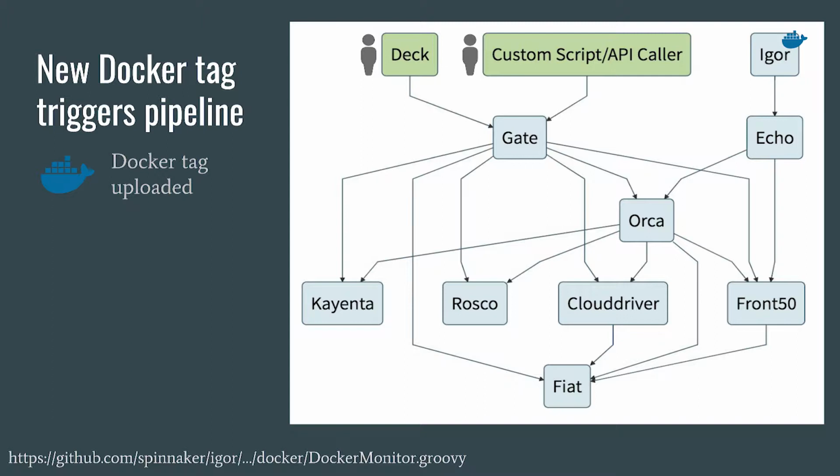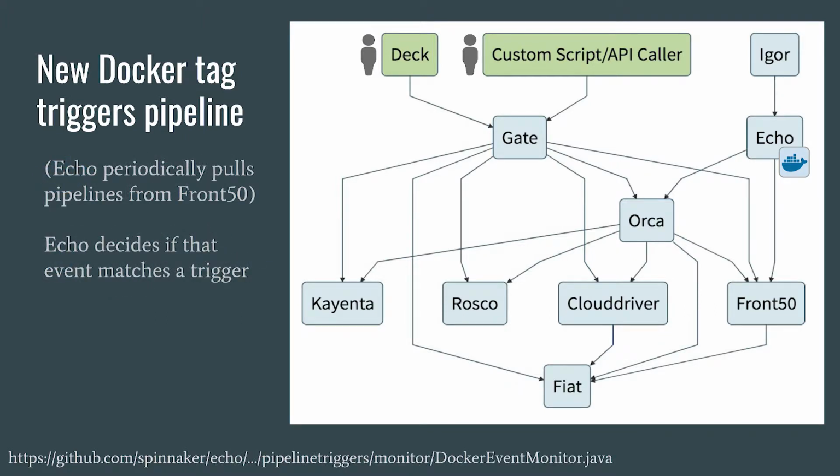So the first thing that happens when you have a Docker trigger is you upload a new Docker version, so a new tag, and Igor is the one that deals with that in indexing Docker. And so when it sees a new tag, it publishes an event to Echo that says, hey, there's been a new Docker tag. Echo takes that event and it knows what to do with it.